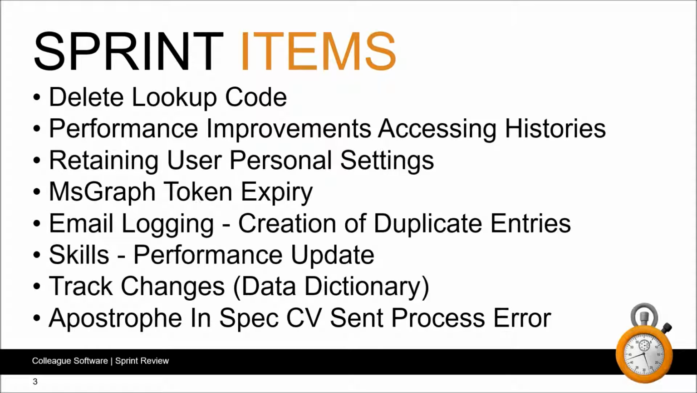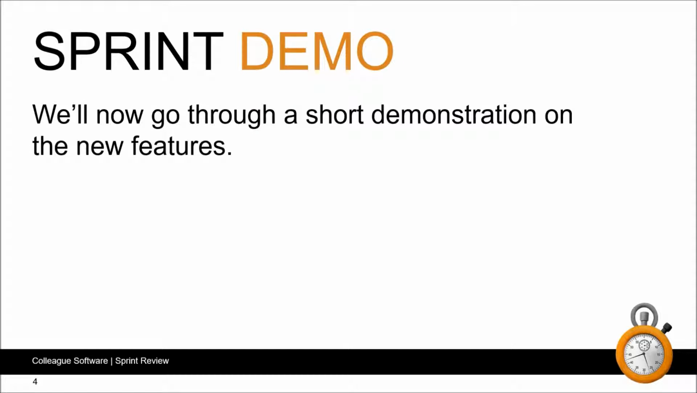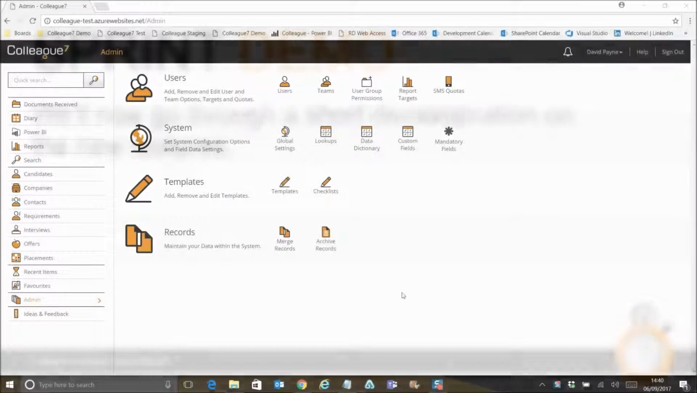There have been improvements made to the performance of the skills area. We've done some work on the track changes feature in the data dictionary, which I'll go through shortly. And we've resolved a bug relating to the use of characters, namely the apostrophe, when using the spec CV workflow. But that now caters for all character types moving forwards. We'll now go for a short demonstration of the key features from this sprint.